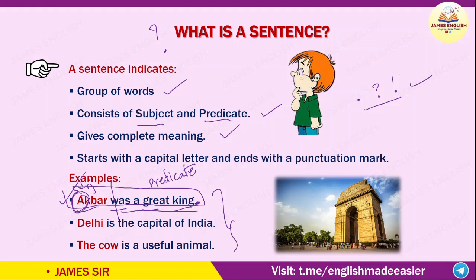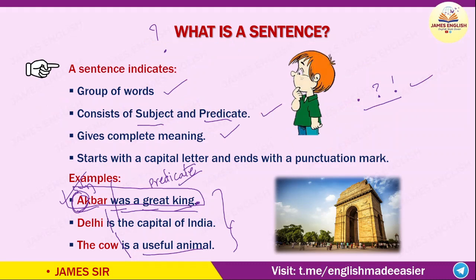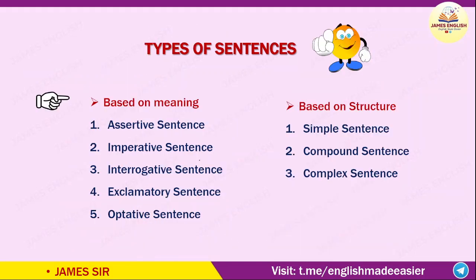Let me read two more examples for you. Delhi is the capital of India. Here, what is the subject? Delhi. The cow is a useful animal. What is the subject here? The cow. Is a useful animal becomes the predicate. So, we can come to a conclusion. A sentence always gives complete meaning. It starts with a capital letter and ends with a punctuation mark.